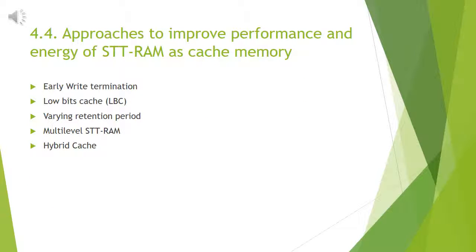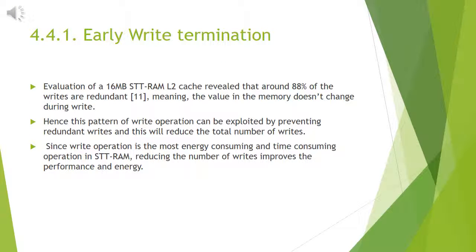Now, let's look into some of the approaches to improve the performance and energy of STT-RAM to be used as cache memory. Let's look into the first approach, early write termination. Evaluation of 16 MB STT-RAM L2 cache revealed that around 88% of the writes are redundant. Since write operation is the most energy consuming and time consuming operation in STT-RAM, avoiding such redundant writes improves the performance and energy.